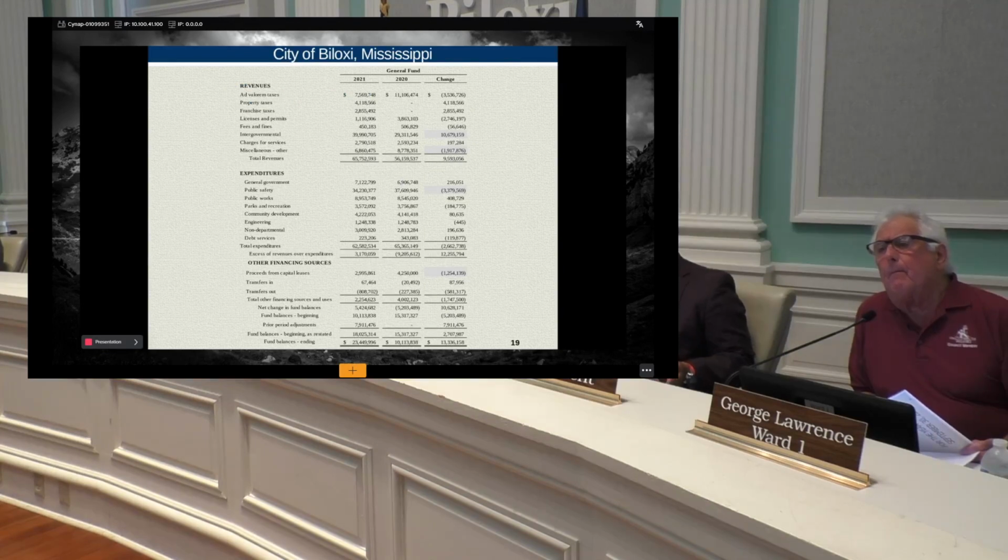Now we'll look forward at the revenue. That's a little small, so I'm going to glance at page 19. That's what page we're on in the PowerPoint. Overall revenues for the general fund increased 9 million for 2021. And your expenditures actually decreased some.